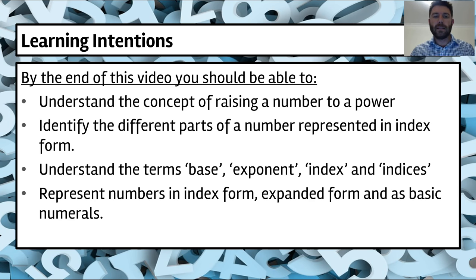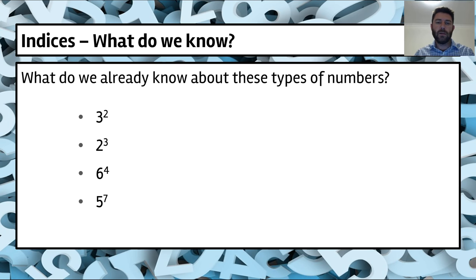So let's get started. What do we know? Well, most of you have probably seen these types of numbers before, where we've got a larger number, bigger in size, and a smaller number, smaller in size, up in the top right hand side of that number. These are actually numbers that are raised to a power. So 3 to the power of 2, or we know it as 3 squared. We've got 2 to the power of 3, 6 to the power of 4, and 5 to the power of 7.